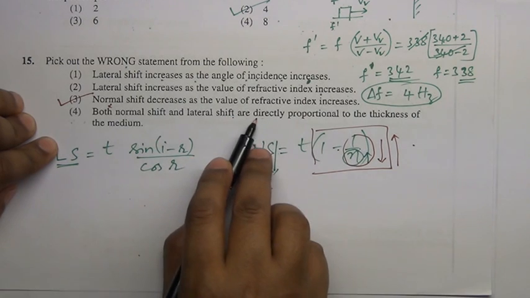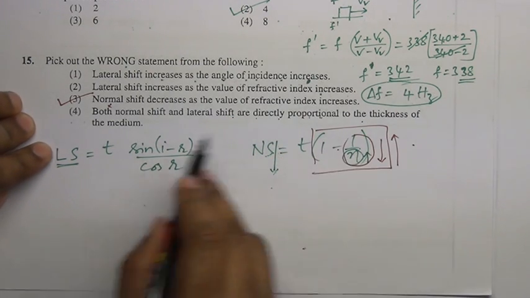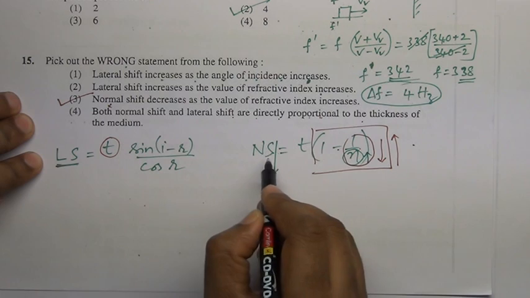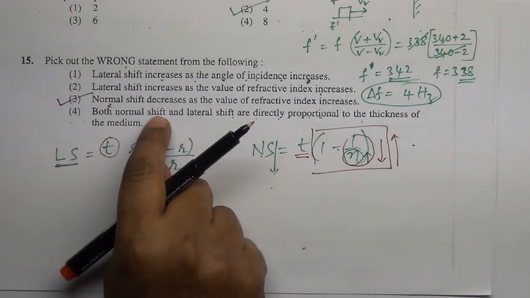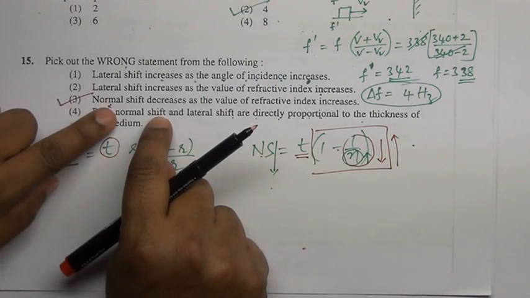Both normal shift and lateral shift are directly proportional to the thickness. Yes, lateral shift is directly proportional, normal shift also directly proportional. So this is correct, that is not the option. So the third is the option.